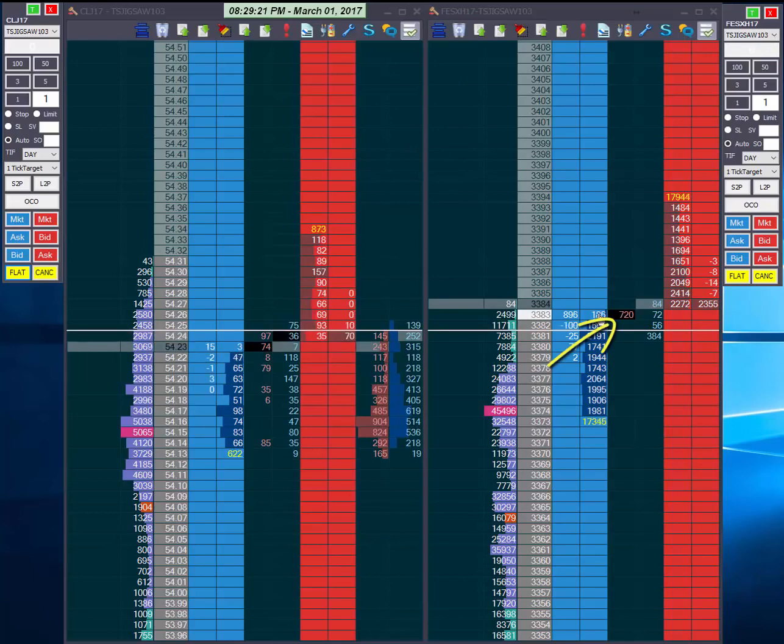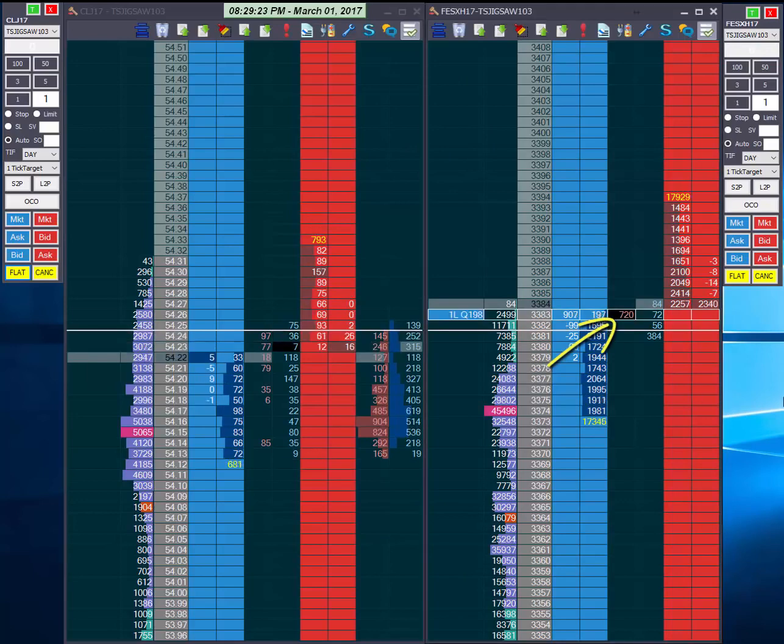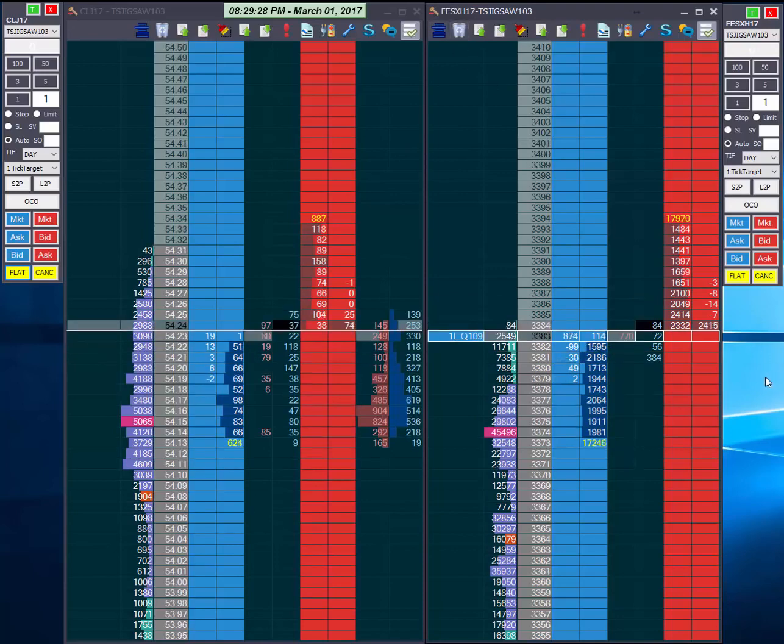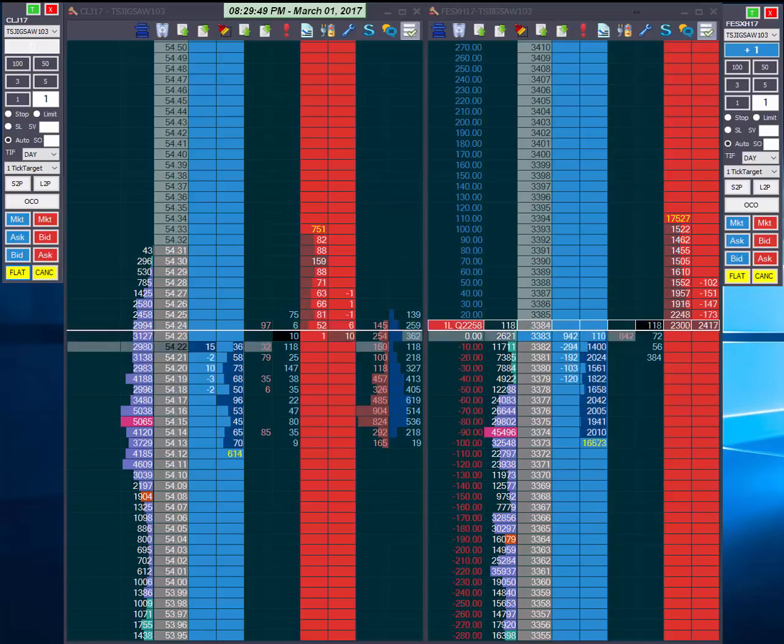And a very similar trade here. I see a lot of size trading into the bid, so it looks like the bidders are holding it. I join that bid, and again, there's a difference on Euro stocks and crude, thick versus thin markets, on whether you can join or not. So I'm trying to join that bid, and we get our fill. We have our target trade on.